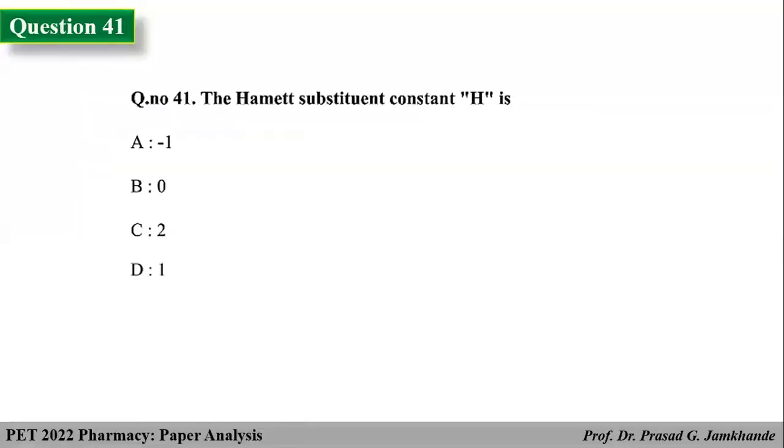Next, the Hammett substituent constant H. This particular Hammett equation is used to describe the free energy relationship in relation with reaction rate and equilibrium constant for different reactions. And this Hammett substituent constant is zero. So the correct answer is zero. This is a very straightforward question. You must know the constant value.